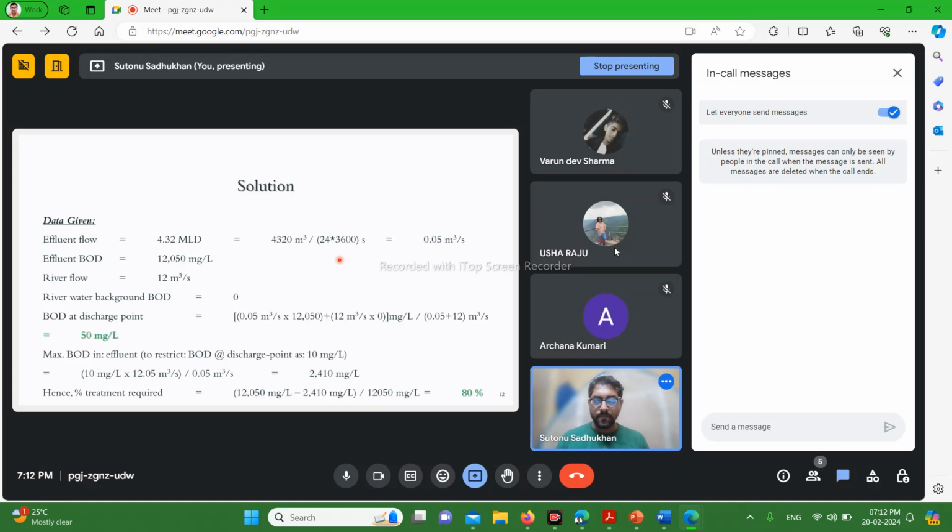In this problem, it was simply mass balance, and there was no concept of the kinetics that we studied in that picture. It was not involved in this problem, right? I hope you understood this problem, right?